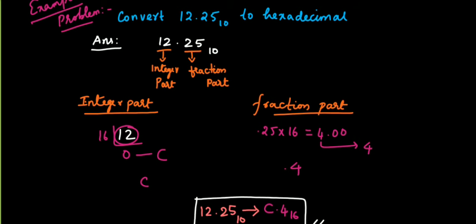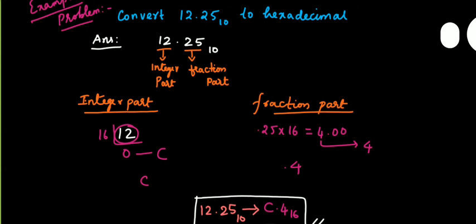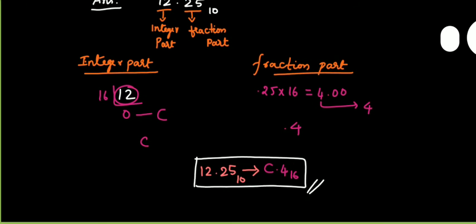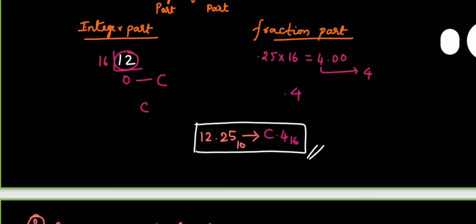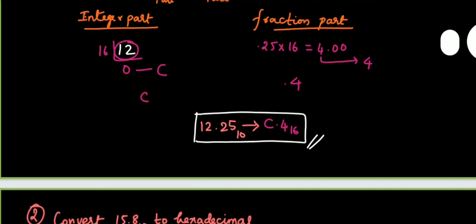12.25 to the base 10 to hexadecimal. So what do we have to do here? What's given in this question? Decimal number is given, hexadecimal we need to calculate. So in 12.25, 12 is the integer part, 25 is the fraction part. Integer part means we have to divide, fraction part means we have to multiply.